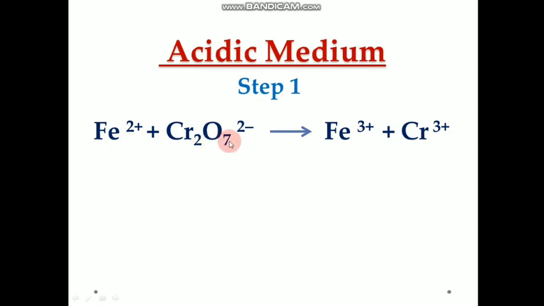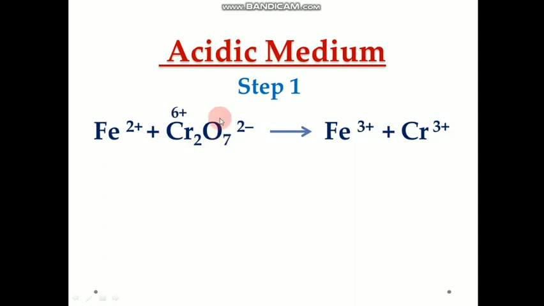And in Cr2O7 2-, 2- is the net charge there. Oxygen will have 2 negative charge, so 7 into 2 negative will be 14 negative. To balance that 14 negative and get a net charge of 2-, how much should Cr2 need? Cr2 should need 12+. 12+ minus 14 will become 2-. So 12+ is the charge of Cr2. Hence 1 chromium will have a charge of 6+.